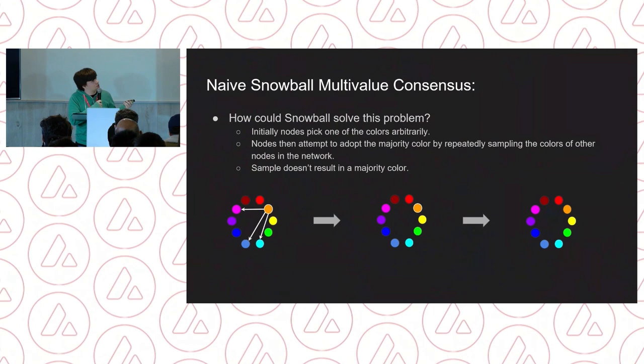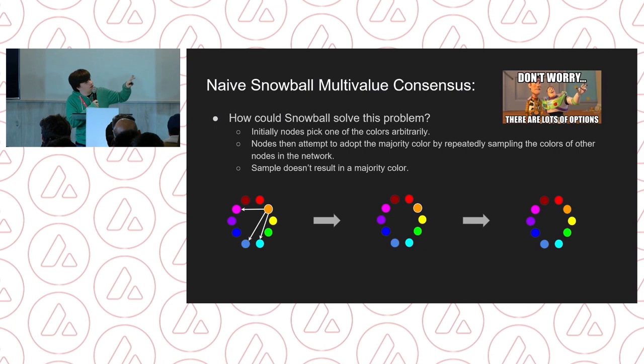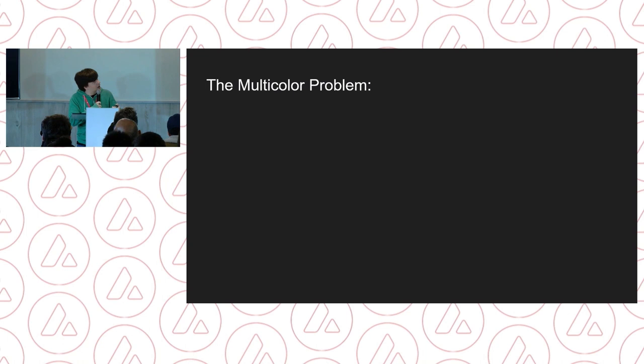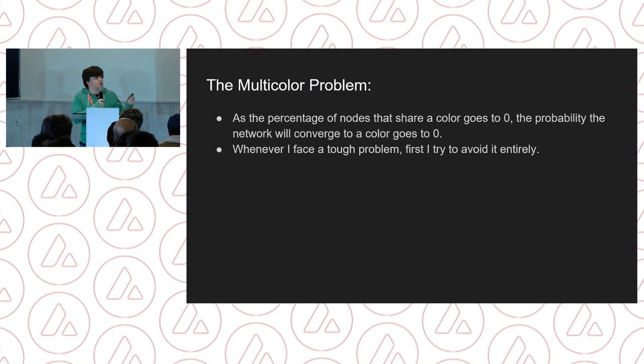Now, don't worry, there are a lot of options to solve this, and I'm going to kick off about five of them as we go in. The multicolor problem can essentially be described as: as the number of nodes that share a color goes down, it becomes extremely hard to actually converge to a single value. And whenever I try to face a problem, I typically try to avoid it, as I think most good engineers do, to be honest.